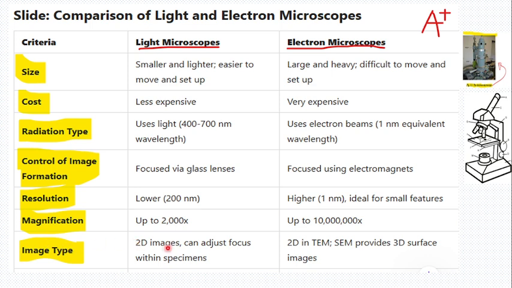Image type. Usually, light microscopy gives a 2-dimension image. While this one, I told you there are 2 types. Transmission electron microscopy gives a 2-dimension image, and they transmit electrons through the sample. But this one gives a 3-dimension image, which is scanning electron microscopy, as I told you. So by here, you are able to distinguish light microscopy from electron microscopy in terms of size, cost, which light or electron they are using, resolution, magnification, and so on.